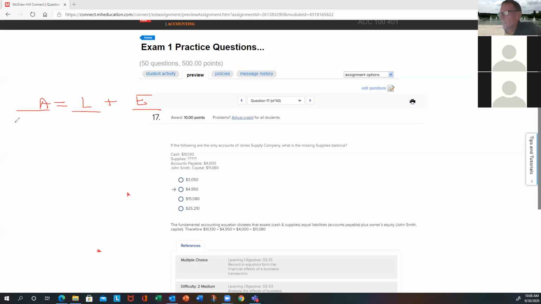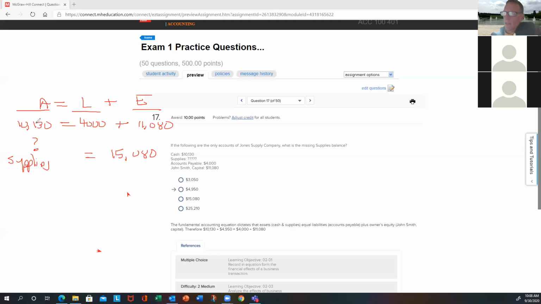I know that cash is an asset, so cash is 10,130, that's one asset. I know that accounts payable is a liability, that's 4,000. And I know that capital is equity, that's 11,080. If I look at this equation, the one unknown is supplies, and that's an asset. So on the right side you have 4,000 plus 11,080, and the total would be 15,080. That's your total liabilities and equity.